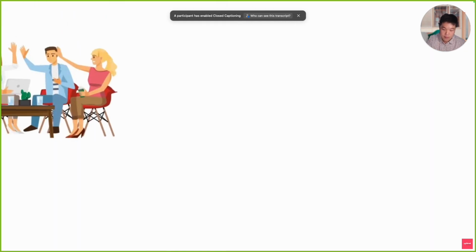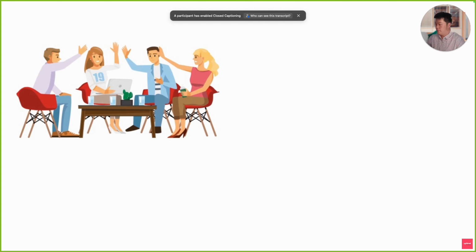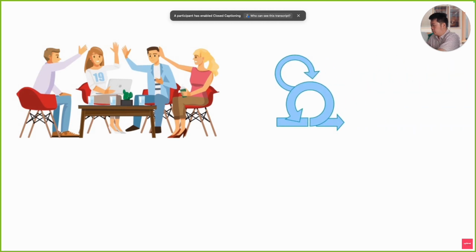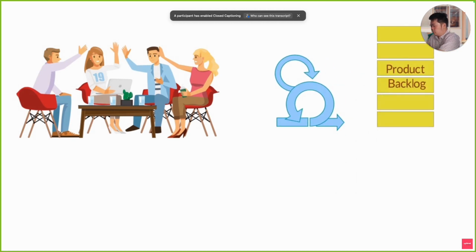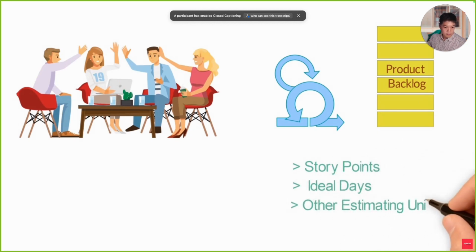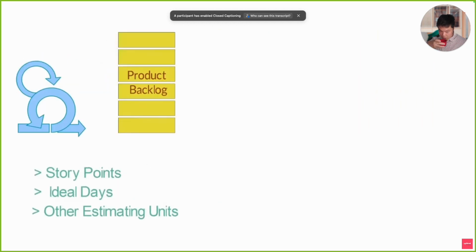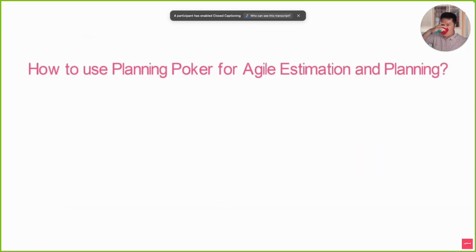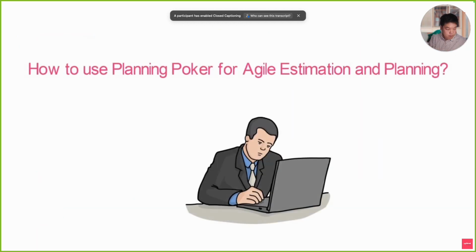Planning poker is a consensus-based estimate technique. In Agile, it is used to estimate the product backlog. Story points, ideal days, or any other estimating unit can be used with planning poker. So how do you use planning poker for Agile estimation and planning?